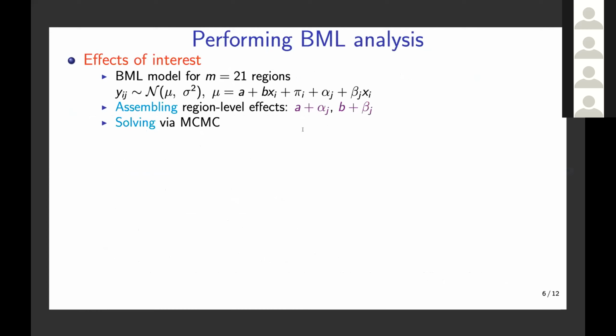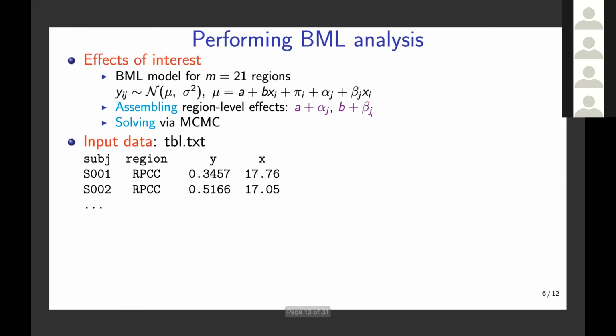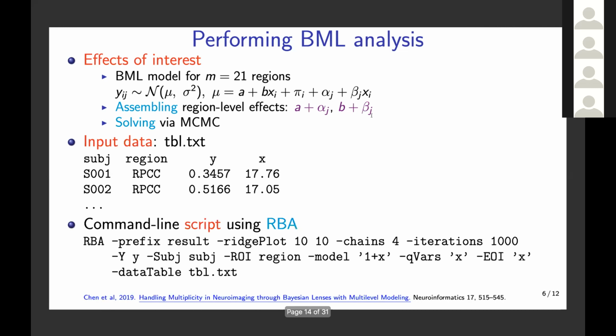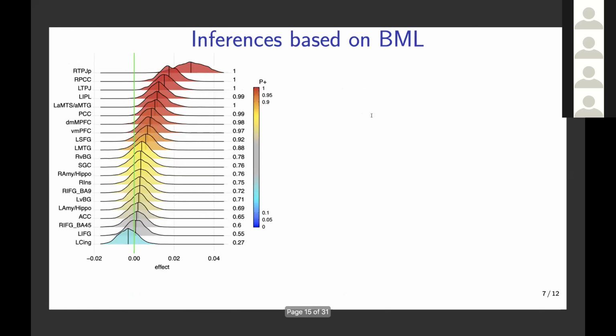So in the end, we care about each region level. It's not about the overall intercept or slope. Instead, most of the time, we're interested in the intercept or slope at each brain region, right? So that's what we want to focus on. So we put the data into this data frame, in long format. Then we run this script. So we just specify the input and what we want in the output. Once we do that, we get the posterior distributions for those 21 regions.